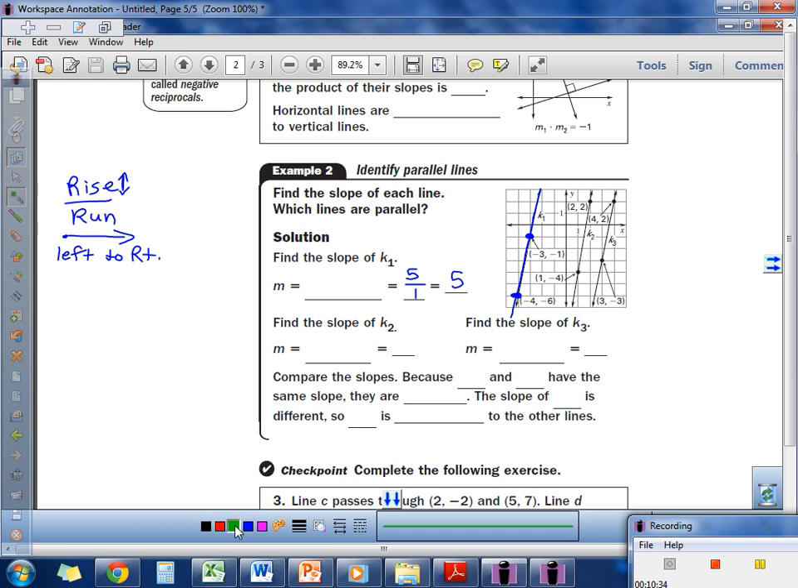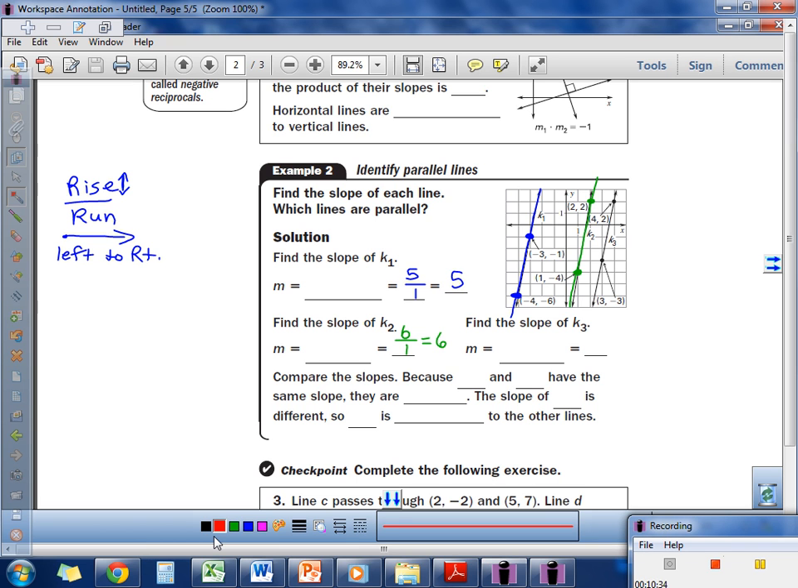Let's go again. K2. Let's see, where is that one? Oh, it's over here. Here are my 2 points. Which one is the leftmost? Yeah, the one at -4. So I'm going to count from there. I do my rise first. How much does it rise to go up to the other one? 1, 2, 3, 4, 5, 6 this time. And then it runs how many? 1. So 6 over 1 is just 6. Definitely those are not the same.